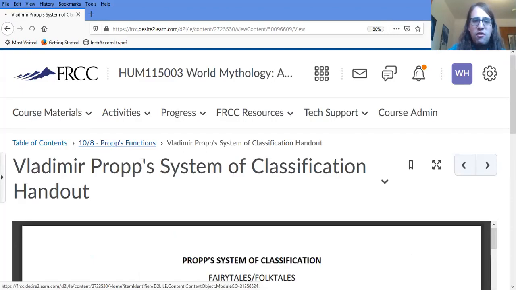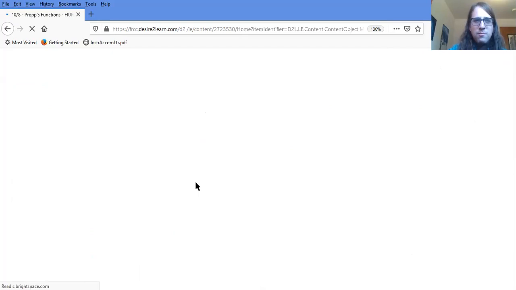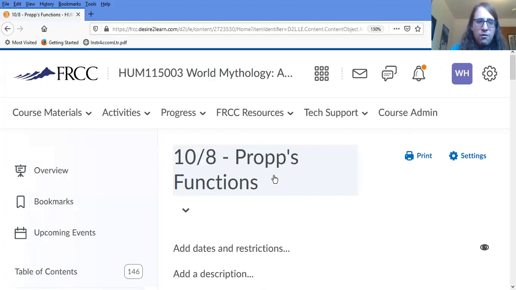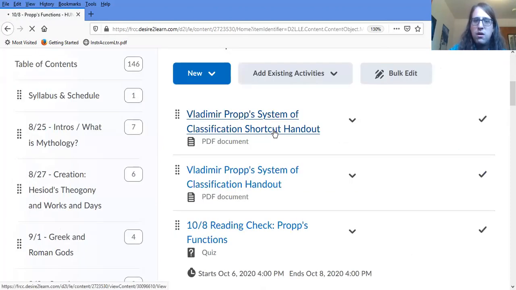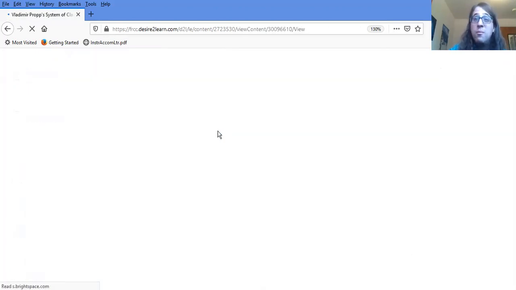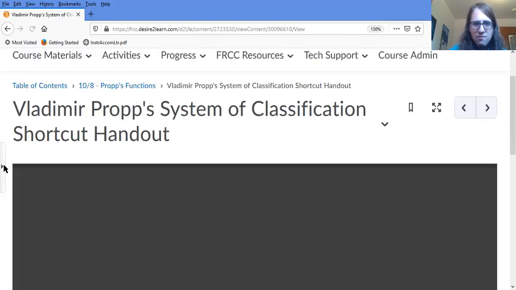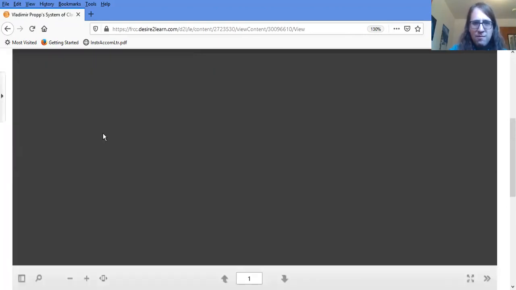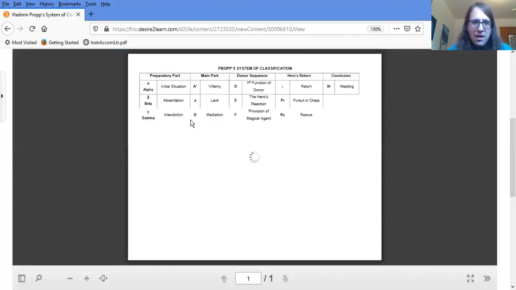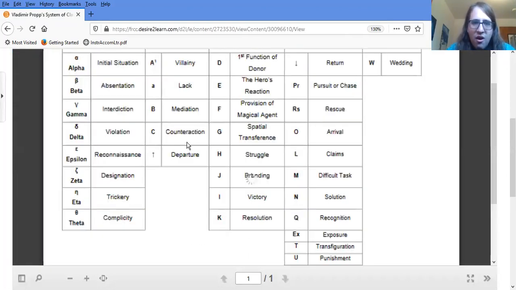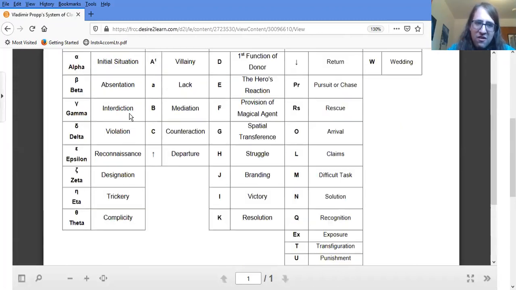And then the other one will just be a real quick cheat sheet if you want to see the letters and the names next to each other, which is good and handy if you're looking through real quick. This is the shortcut handout, but it can be a little bit misleading. So it's always good to double check what the actual definition of the function is. Yeah, here we go. So this is all 31 of Propp's functions, and you can look at them all.